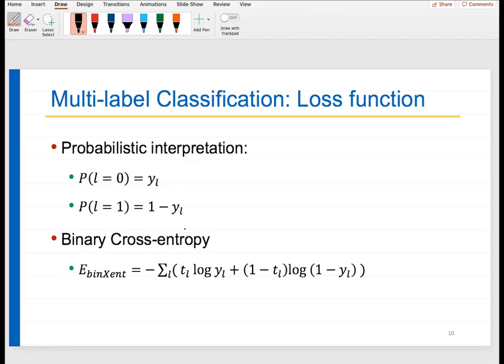Then binary cross entropy, I use that function. Now how do I compare the two? It is the same thing, cross entropy. So let's say for beard, my t is equal to 1 and my y is equal to 0.7. Then what will be the binary cross entropy?